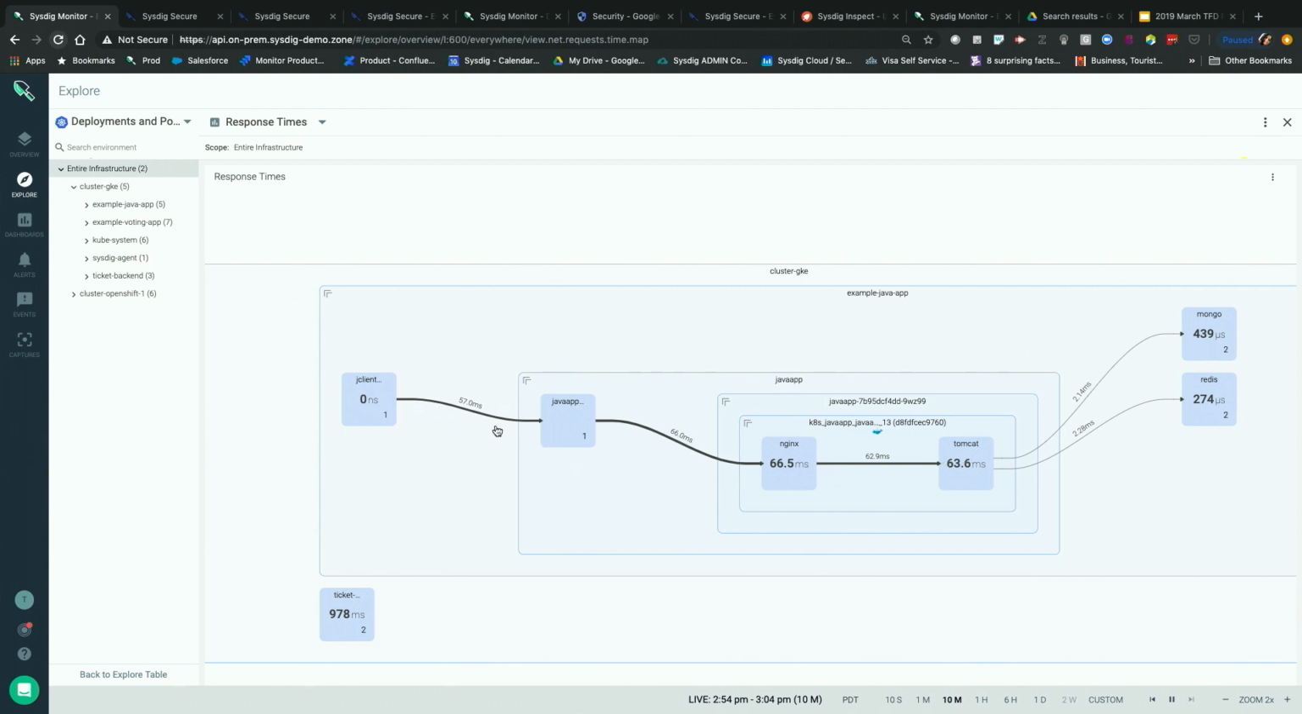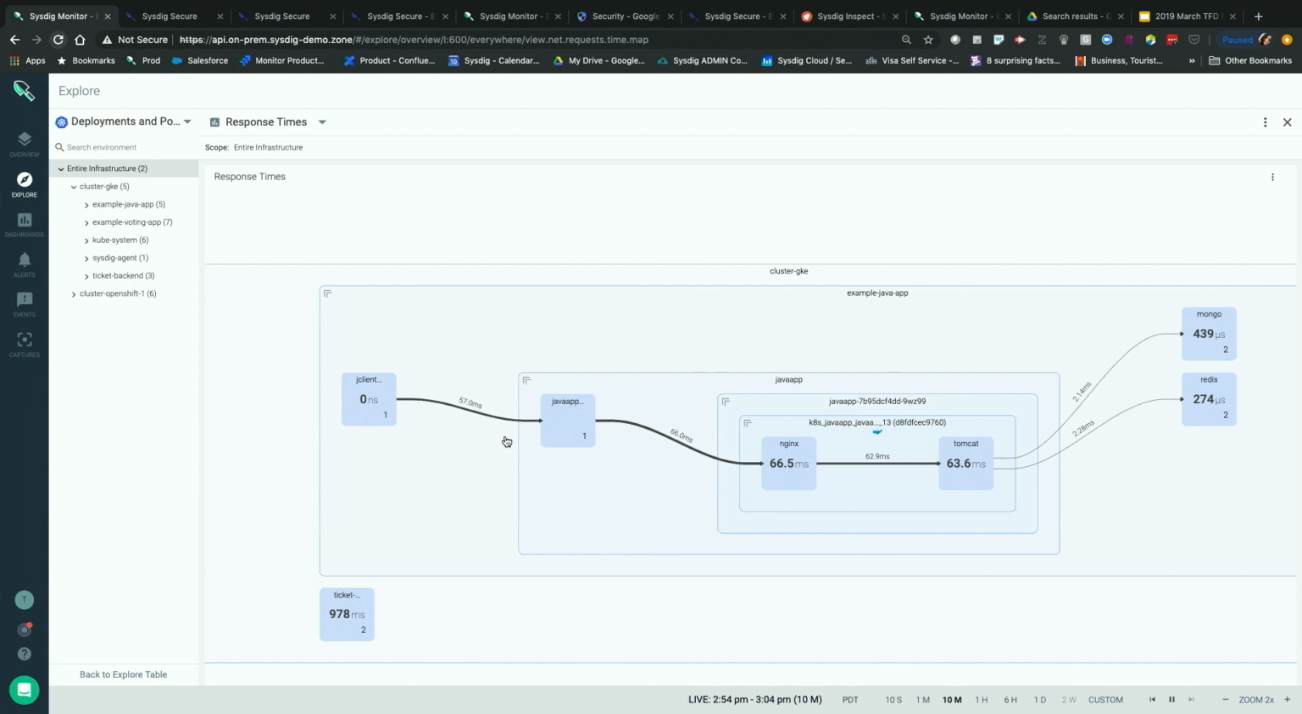As you can see here, I'm looking at response time. So we are overlaying golden signals that are needed by most application owners, like response time, throughput, error rate, and various other metrics. You can overlay any system metric. You can overlay custom metrics like Prometheus metrics. You can overlay your compliance results.